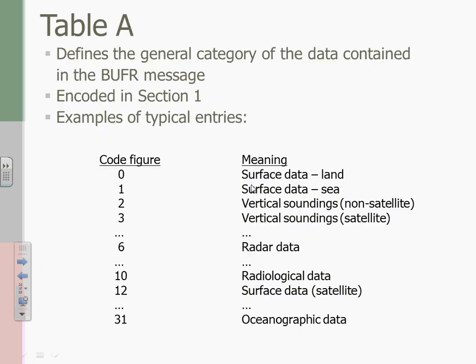So the first table, table A, defines the general category of the data contained in the buffer message, and this is referred to in buffer section 1. So these are examples of typical entries. If the code figure is 0, this means surface data. And if the code figure is 1, this is surface data on the sea, or something like that. So if you need to know the data category, you need to refer to table A and these code figures.